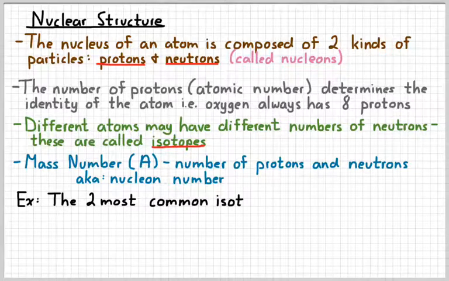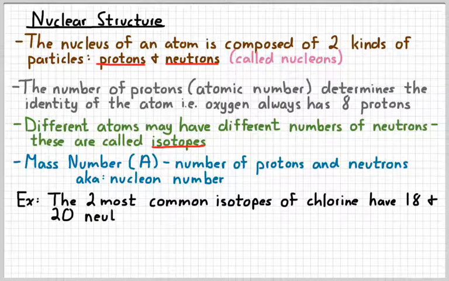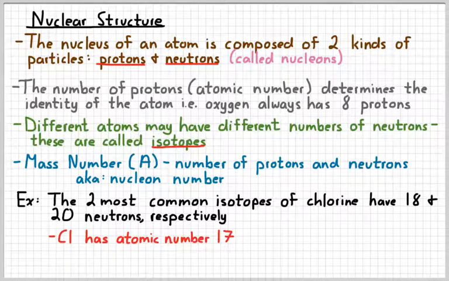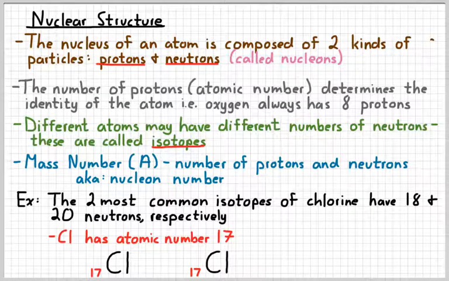So, here's a quick example. There are two common isotopes of chlorine. One has 18 neutrons, the other has 20 neutrons. If you grab a periodic table and find chlorine on it, you would see it's the 17th element, which means that its atomic number is 17. So the way that we represent that, when we write the symbol for chlorine, is we would put the atomic number as a subscript in front of the symbol. So we'd write it like this.